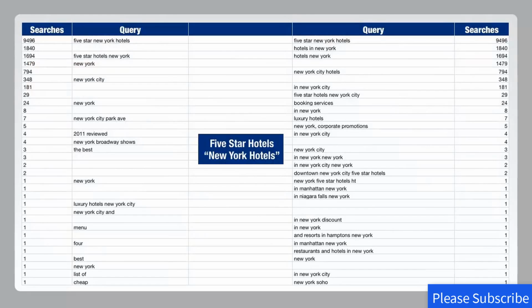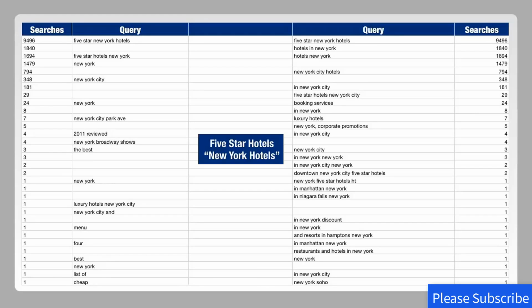Here's how we work. So in the middle is our keyword phrase, New York hotels, with the attribute of also the search being 5-star hotels. So it's a 6-word keyword phrase in the center. Words that come before New York hotels are on the left. Words that came after New York hotels are on the right. So what we can derive from this is on the right side, people are much more specific about where their hotels are located. We can see things such as New York, Manhattan, Niagara Falls, Hamptons, New York City, Soho.